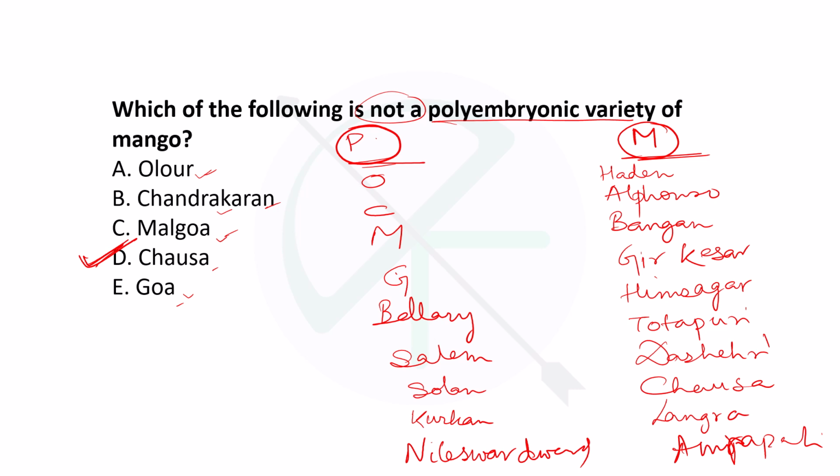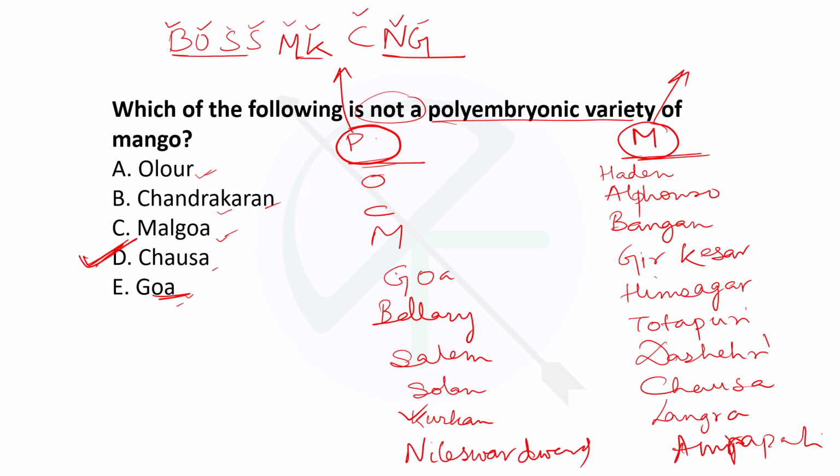One thing you can remember, it will be silly, I know, you can make your own mnemonics, but still I'll tell you one trick to remember. For the polyembryonic varieties, you can remember it like: boss makes CNG. So your boss makes CNG. From that you can remember Bellari, Olor, then Solan, Salem, and from M it will be Malgova, and K will be Kurkan, then Chandrakaran, Nileshwar, and from G it will be Goa. You can remember it like that.